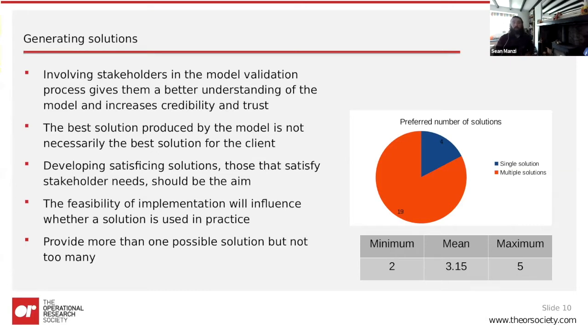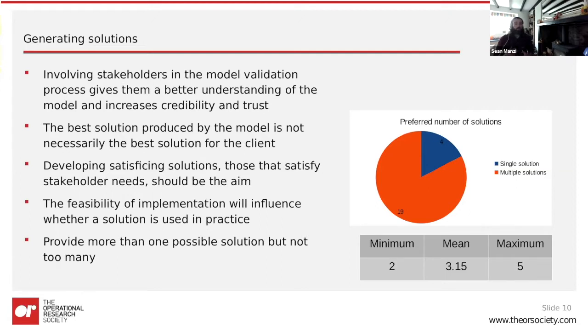A really interesting point with generating solutions: quite often, when we're building a model, we want to get the best solution, find the optimal solution, the one that's going to produce the best savings, whether those are monetary or efficiency savings. But actually, that's probably not necessarily the best solution for the client. Developing satisficing solutions, those solutions that satisfy stakeholder needs, should be the aim.